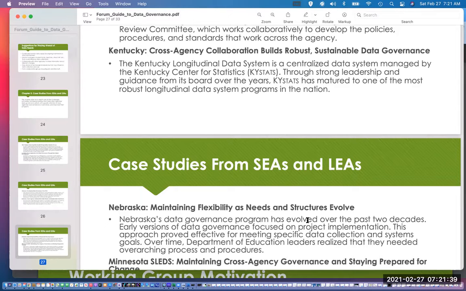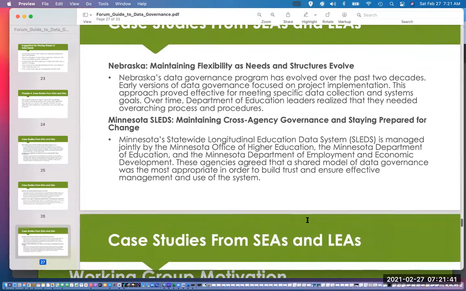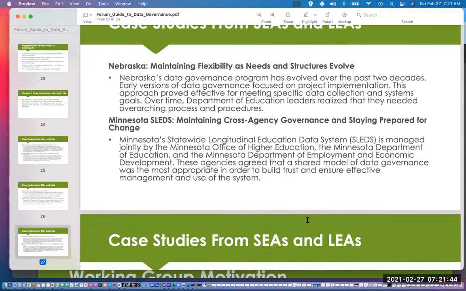Case Studies from Seasoned Leads. Nebraska, maintaining flexibility as needs and structures evolve. Nebraska's data governance program has evolved over the past 2 decades. Early versions of data governance focused on project implementation. This approach proved effective for meeting specific data collection and systems goals. Over time, Department of Education leaders realized that they needed overarching process and procedures.